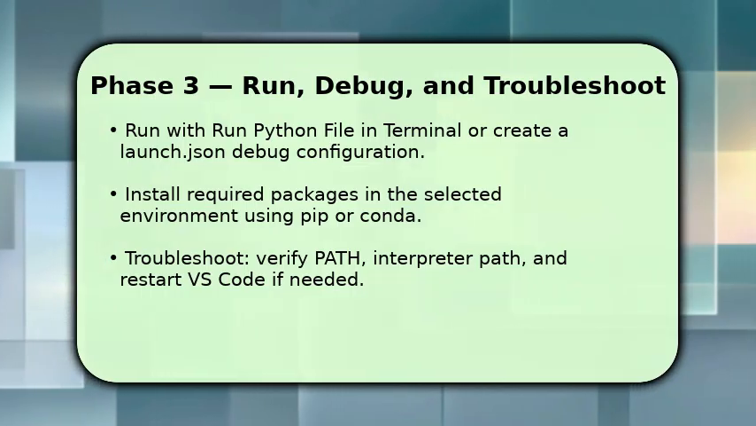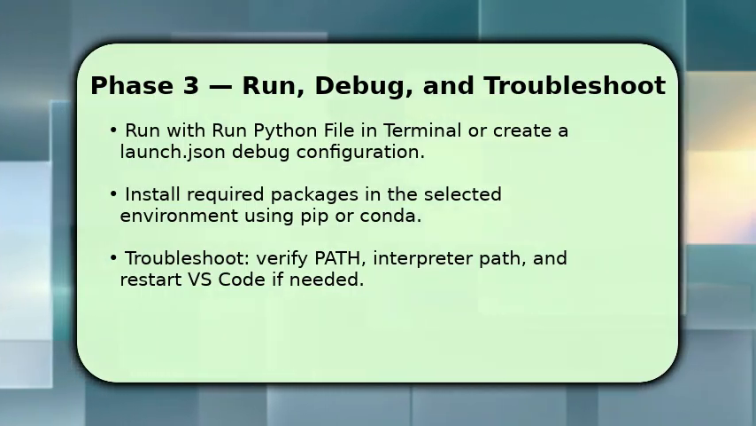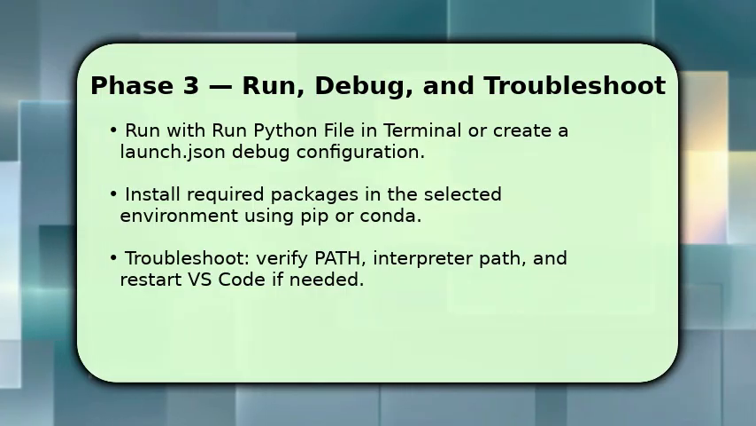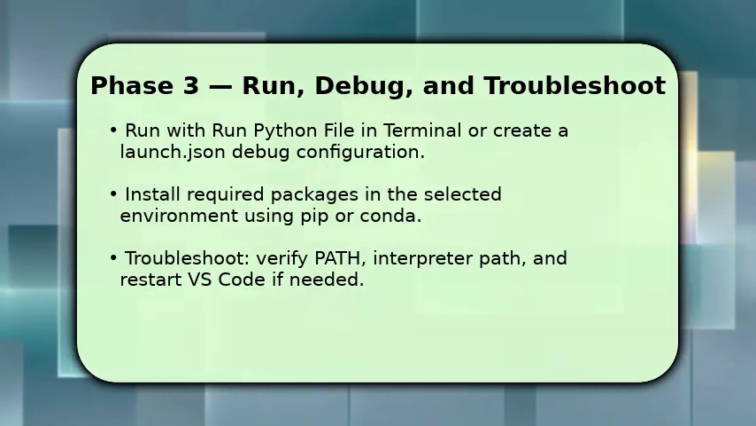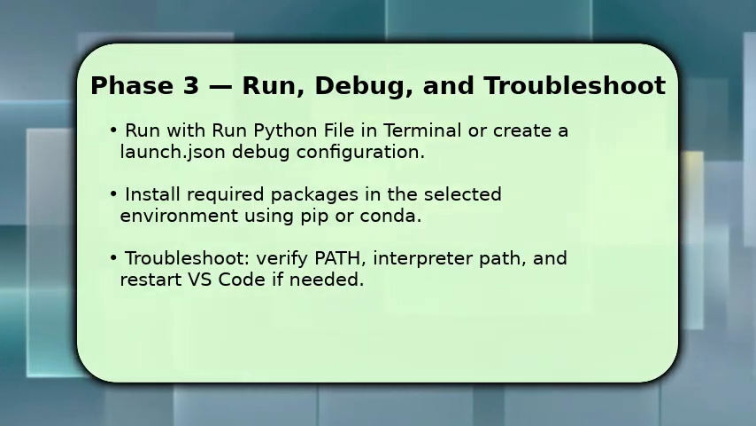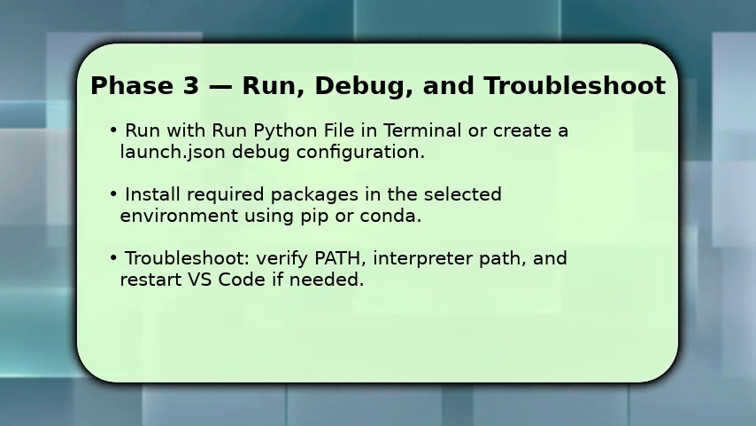If things go wrong, first confirm the interpreter path matches the environment binary, and that the path includes your Python. Then reload or restart VSCode. This single troubleshooting step solves most linkage issues.